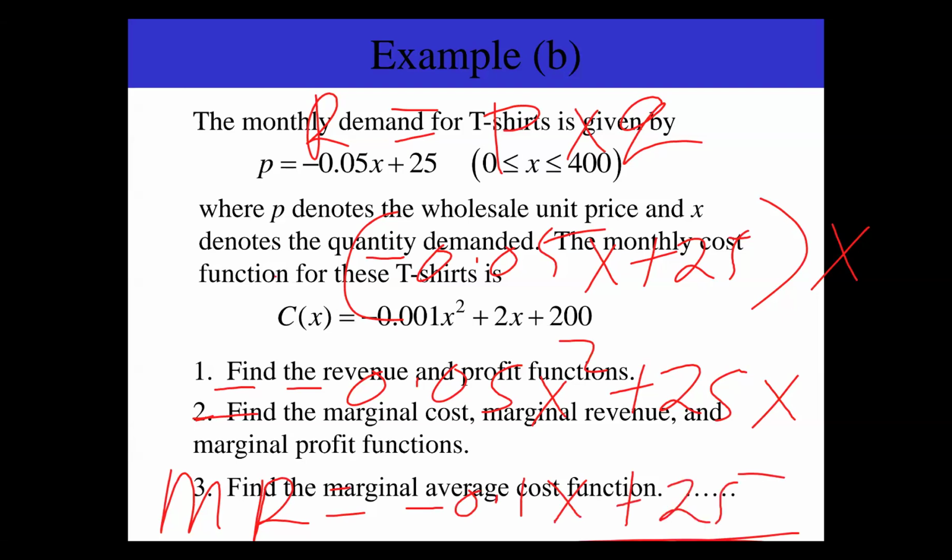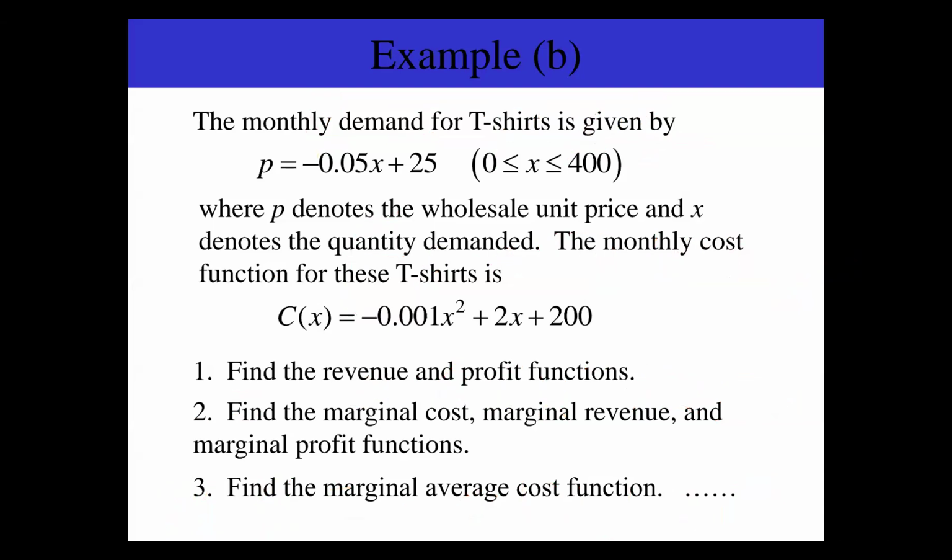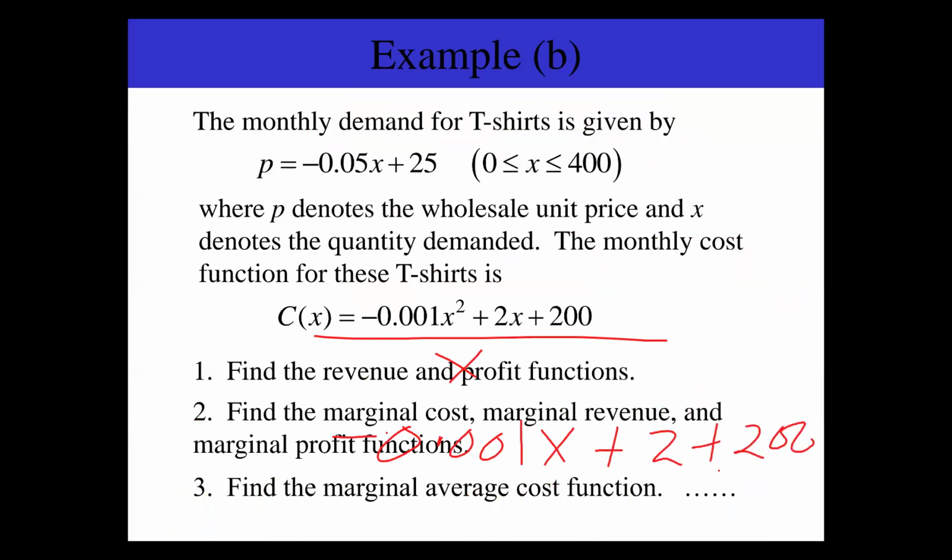The other question was to find the marginal average cost function. So we need to find the average cost function. This cost function is to be divided by x, which will give us negative 0.001x plus 2 plus 200 over x, right? You're following, right? Yes. Average cost. Is it? Yes.